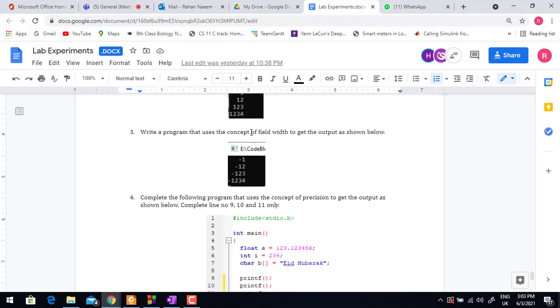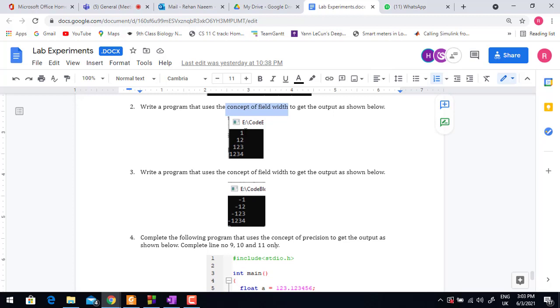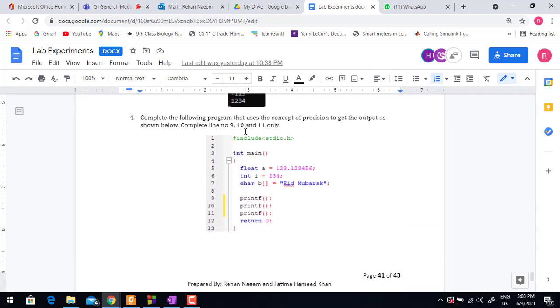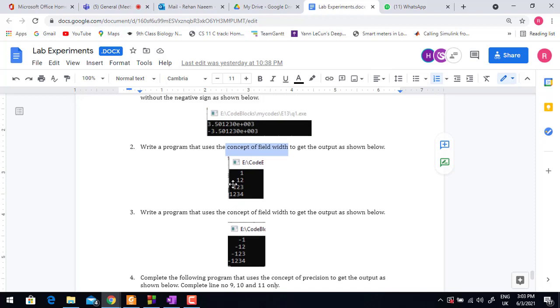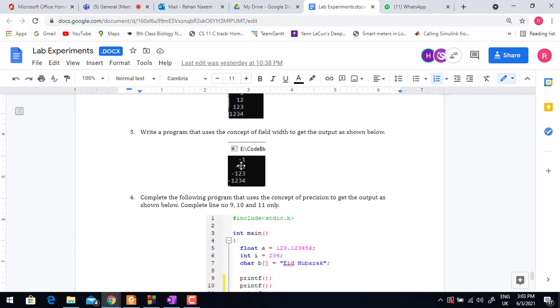Similarly, in question number 3, you have to do the same thing as in question number 2, but this time you have to print negative sign at the output. So question 2 and 3 are similar. 2 has a positive sign, which cannot be seen, whereas question number 3 has a negative sign at each row beside each integer.